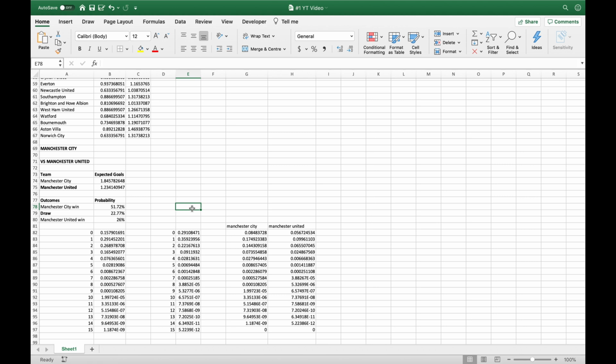Congratulations! You have now successfully calculated the probability of the outcomes of a sporting fixture. Remember, this can be applied to every team sport, not just soccer.